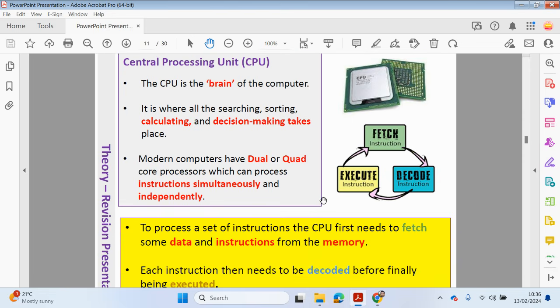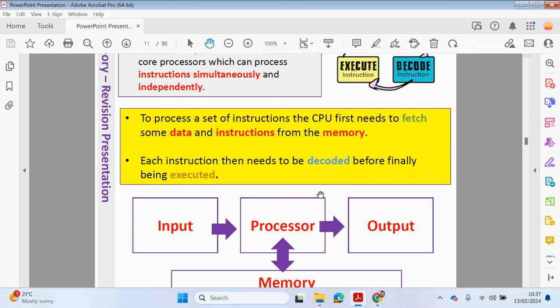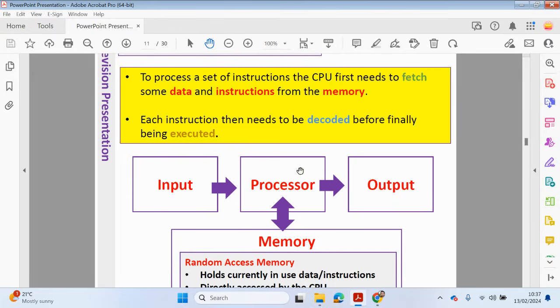So how does that process happen? Let's have a quick look here. To process a set of instructions, the CPU first needs to fetch some data and instructions from the main memory, so it would be from the random access memory. Each instruction then needs to be decoded before finally being executed.